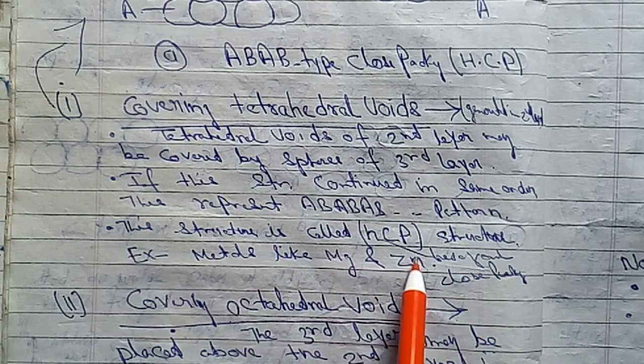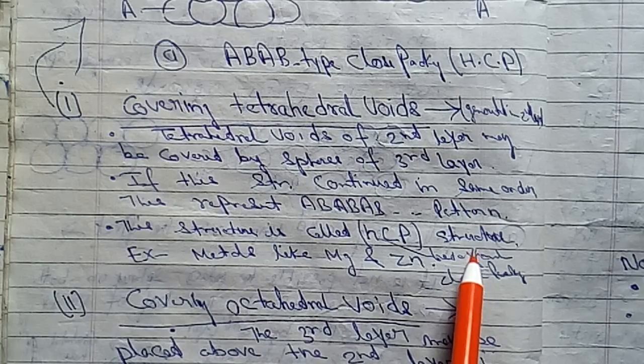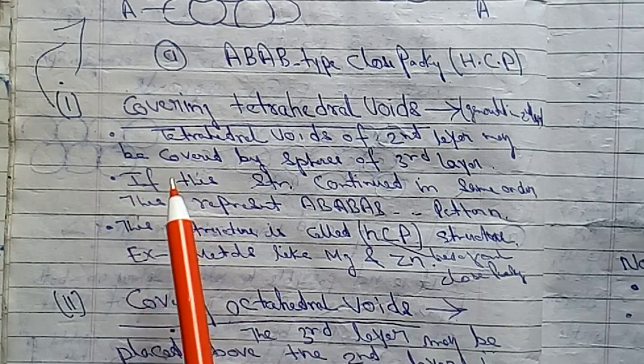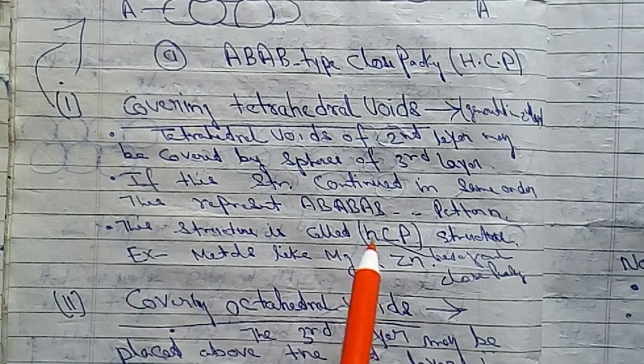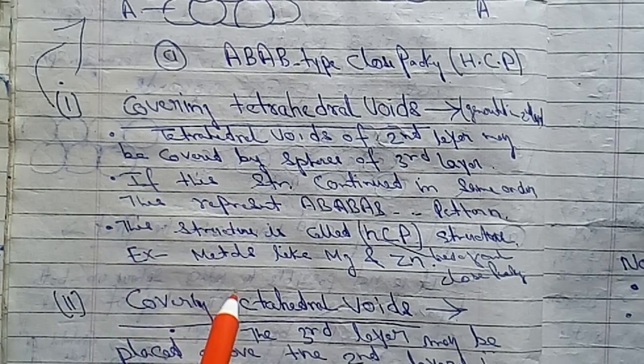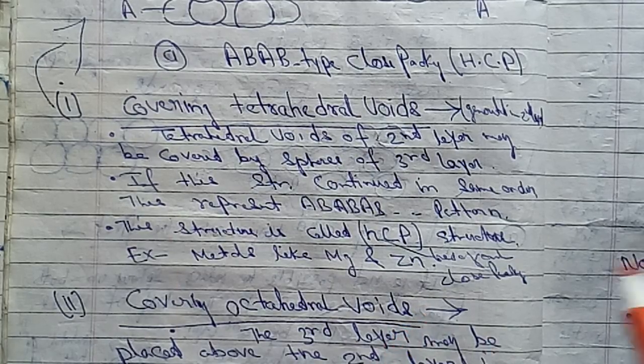This structure is called hexagonal close packed structure. So by placing the third layer over the second, we get hexagonal close packed structure. Examples of hexagonal close packed structure are metals like magnesium and zinc. So magnesium and zinc atoms show which type of close packing? They show hexagonal close packing.